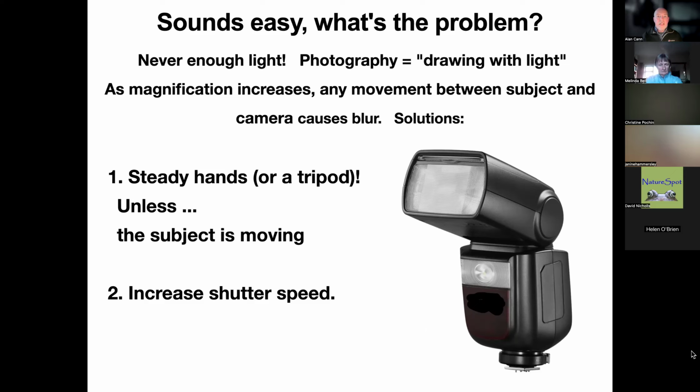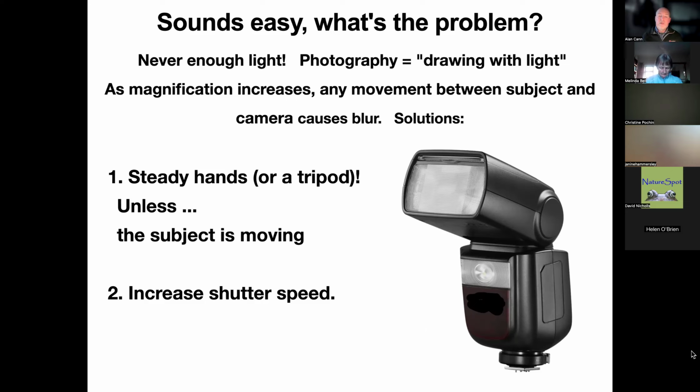Now, the problem with that is that to increase the shutter speed of the camera and still form an image, we need even more light. So we're in a bit of a vicious circle, really, in that regard. And so this is why lighting is important. And I will talk a little bit about lighting as we go through.